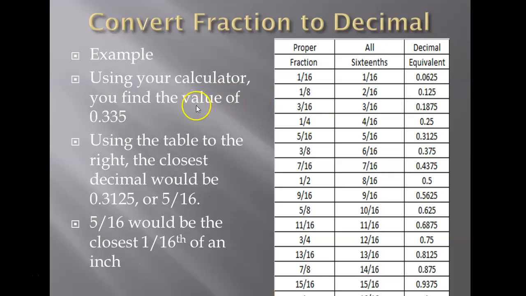So in this particular example, I'm looking at the value of 0.335. I come over here, well, there's 0.31, there's 0.37. I say which one's closest. Well, 0.335 is closest to this number right here. So the fractional equivalent would be 5/16, the closest 16th of an inch to 0.335. Find your decimal, find out which one's closest to it, look immediately to the left. There you have your fractional equivalent.